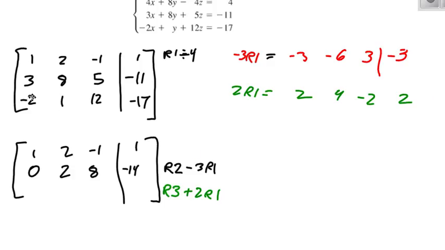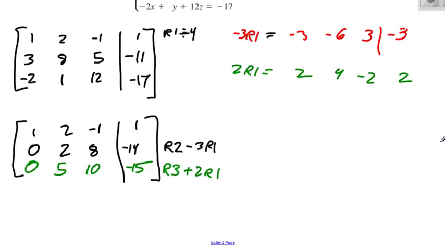Negative 2 and 2 is 0. 1 and 4 is 5, 12 and negative 2 is 10, negative 17 and 2 is negative 15. So now that we've got zeros in our first column there, we can move on.